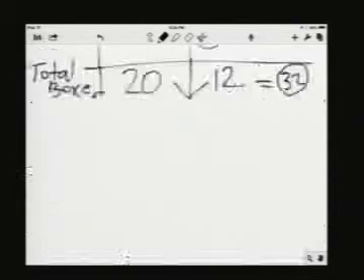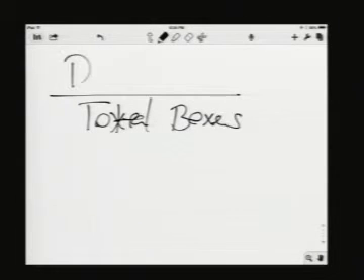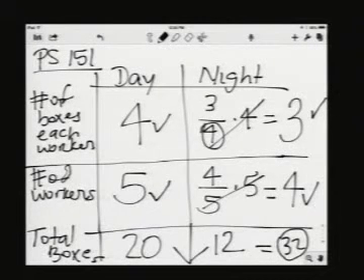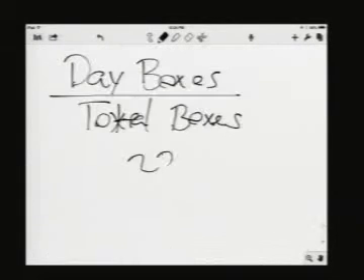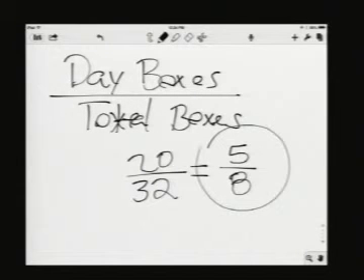What we want to figure out is the fraction of the number of total boxes loaded that the day crew loaded. So this fraction is the day boxes to the total number of boxes. Our day boxes, as we see on this screen here, is 20, and our total boxes we found out is 32. If we simplify that fraction, dividing both numerator and denominator by 4, we get our answer, which is 5/8. So 5/8 is the fraction of day crew boxes to the total number of boxes loaded.